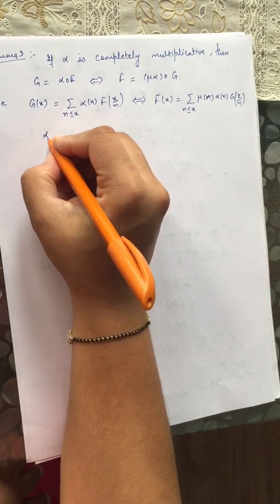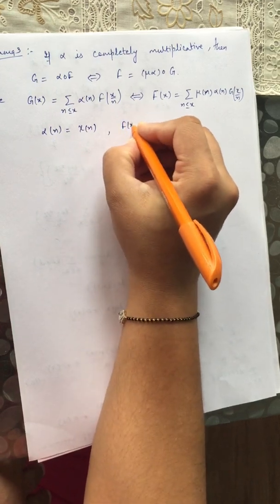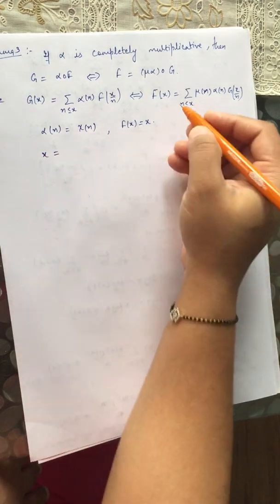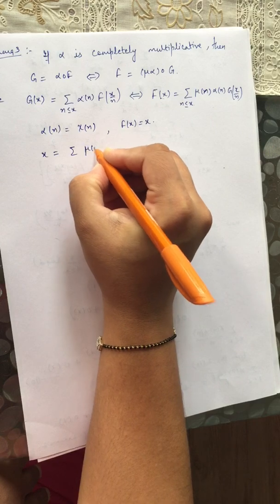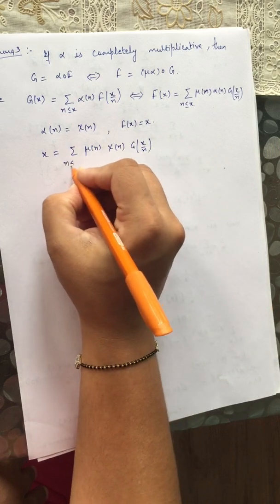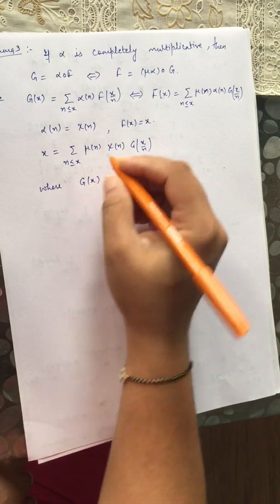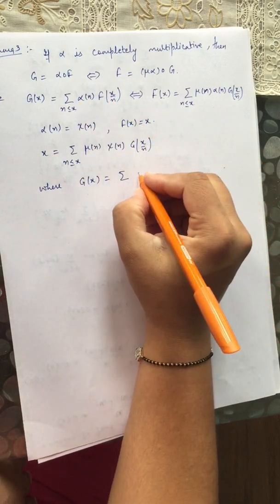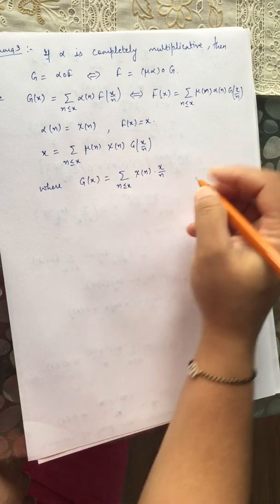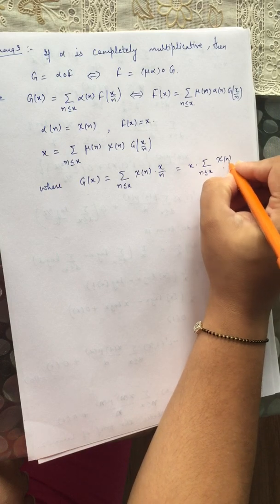Now we put in this formula α(n) equal to χ(n), because we know χ(n) is a completely multiplicative function, and we put F(x) equal to x. So we will get x is equal to summation μ(n)χ(n)G(x/n), where what is G? G is summation α(n)F(x/n), that means χ(n) into x/n. So we can take x outside, n less than or equal to x, χ(n)/n.